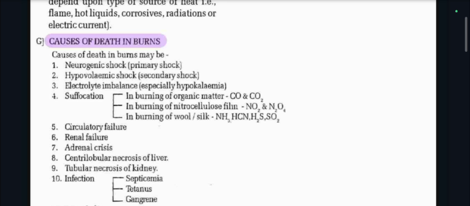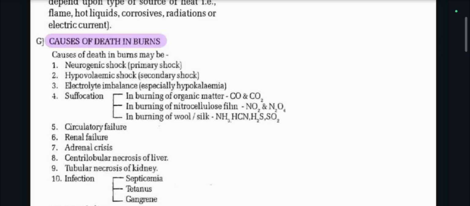Neurogenic shock, hypovolemic shock, electrolyte imbalance, especially hypokalemia, and suffocation. So these are the first 4 points of cause of death. Fifth, circulatory failure, renal failure, adrenal crisis, centrilobular necrosis of liver, tubular necrosis of kidney, and infection. In infection, we are going to have septicemia, tetanus and gangrene.